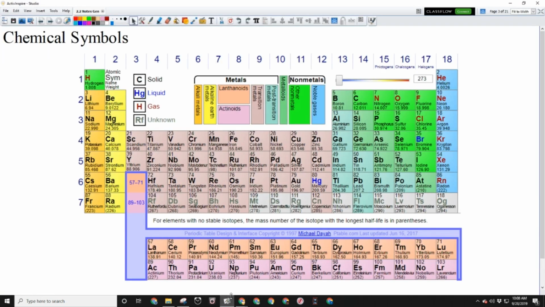Okay. So here is a picture of that periodic table, the chemical symbol. Remember, capital letter, then lowercase. That has to be written that way.